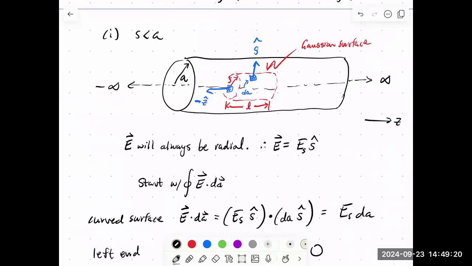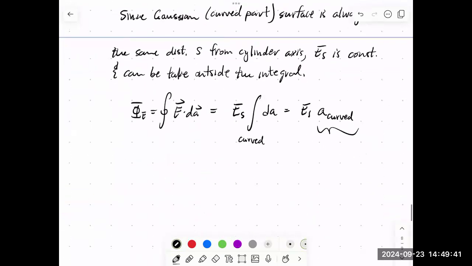Yep. So the way to imagine that is, imagine you take this little cylinder made out of paper, you cut it and then roll it out. So it'll be a rectangle, one side of length L, the other side the circumference 2 pi S. And so the area is 2 pi S times L. And so therefore our flux should be equal to E_S times 2 pi S times L. So that's good. We've made some progress.